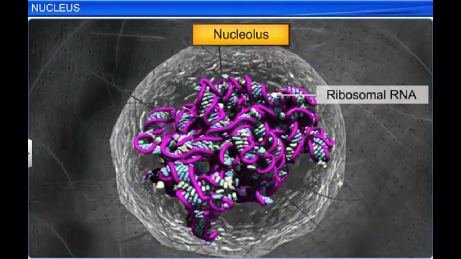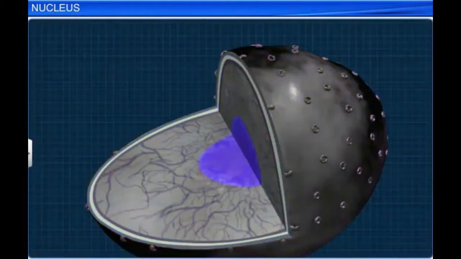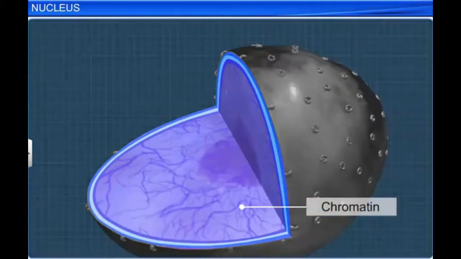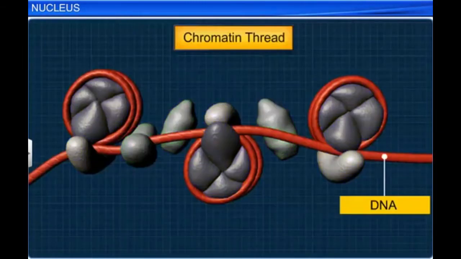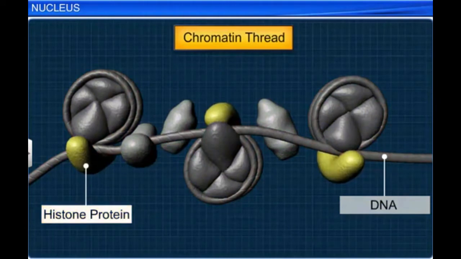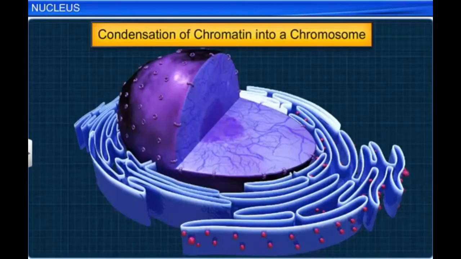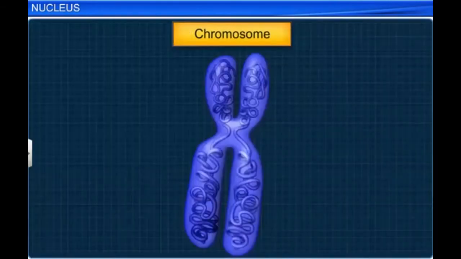Apart from the nucleolus, the nucleoplasm also contains chromatin, a network of highly extended and elaborate nucleoprotein fibers that mainly consists of DNA and histone proteins, though non-histone proteins are also associated with it. When a cell begins to divide, the chromatin condenses and coils to form rod-like structures called chromosomes.